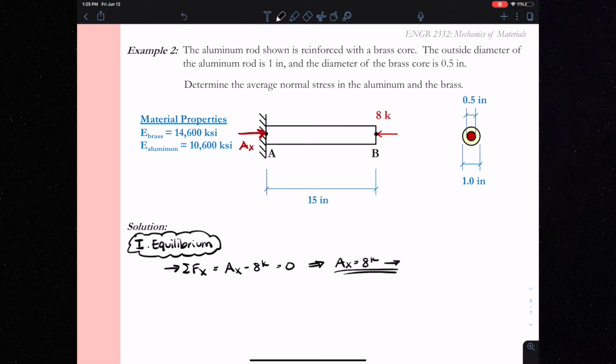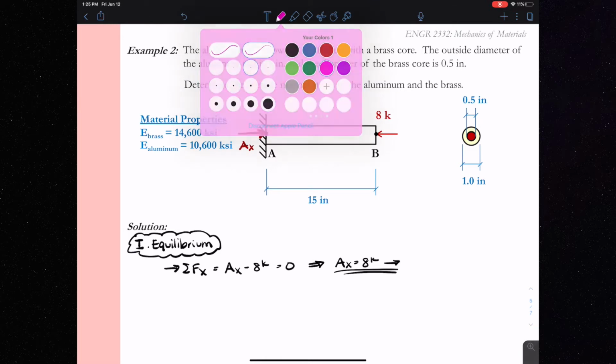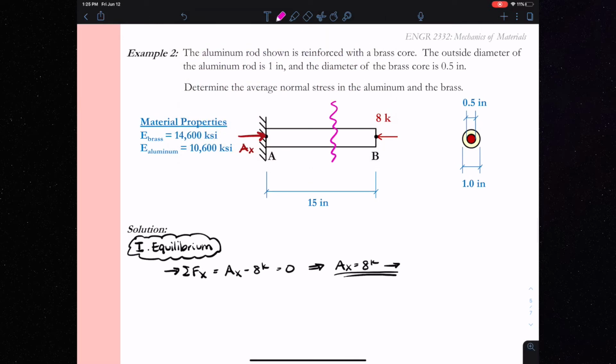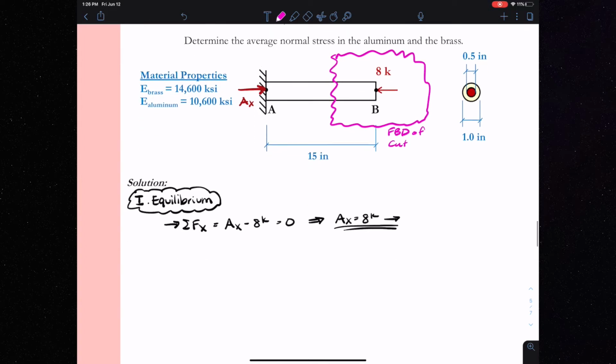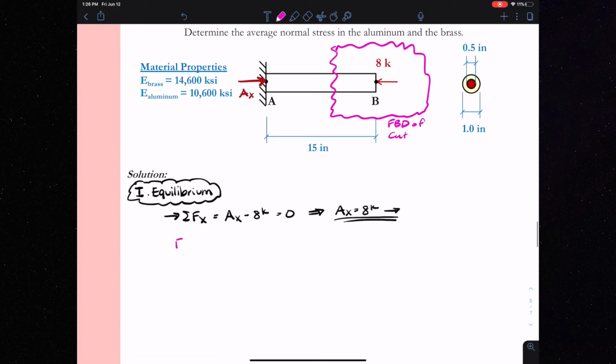So I don't see anything that's really statically indeterminate about this particular problem. It seems like I have one equation and one unknown, and I was able to solve. The problem comes from figuring out what is the average stress in the aluminum and the brass. Well, how much of that 8 kips is traveling through the brass core, and how much is traveling through the aluminum shell? If you're stumped on that question, that's because this problem is statically indeterminate.